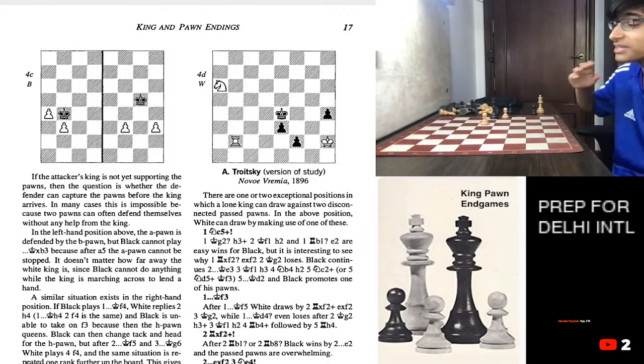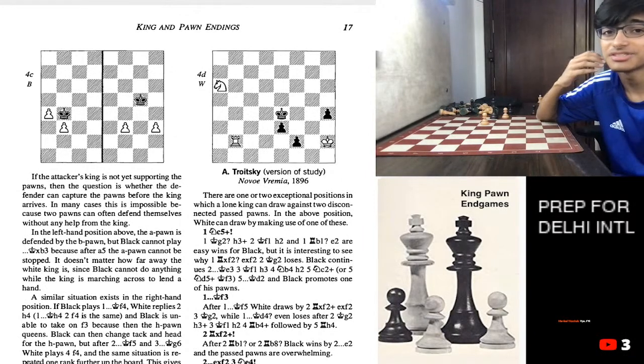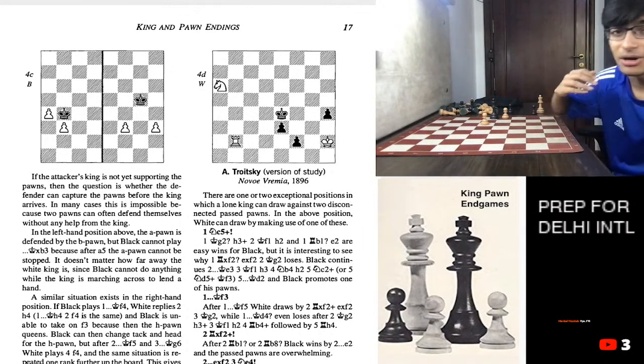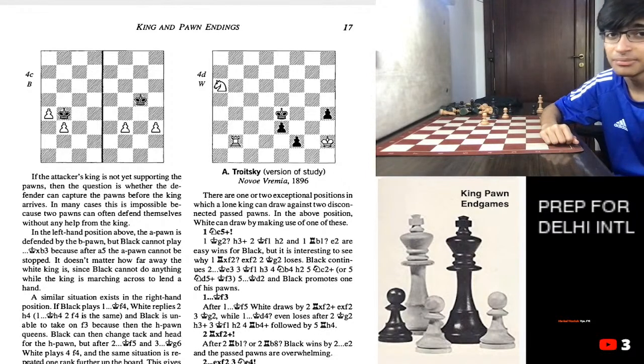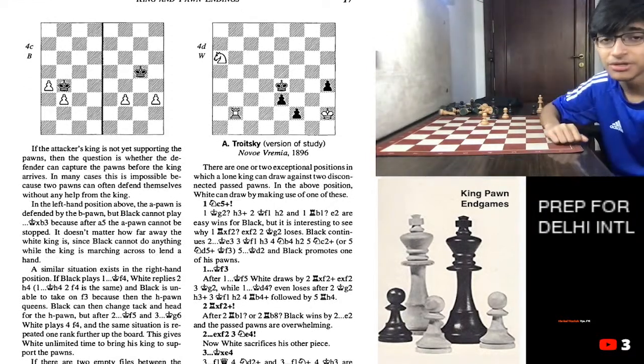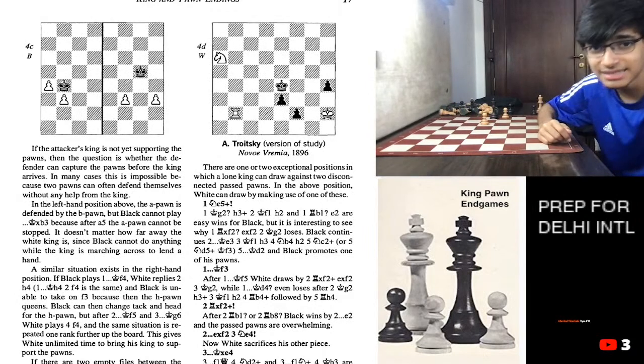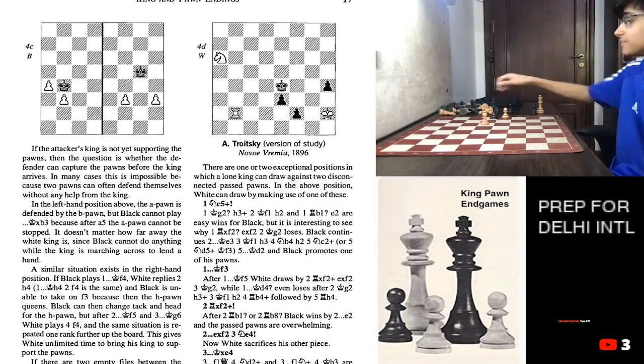Okay, now one thing all of you really need to remember is that endgames include a lot of Troitskys or versions of studies which are extremely complex and can win in many ways. So a Troitsky is a version of a study, and this one which we're going to go over next is from Novaya Vremya in 1896. So let's set up the position.